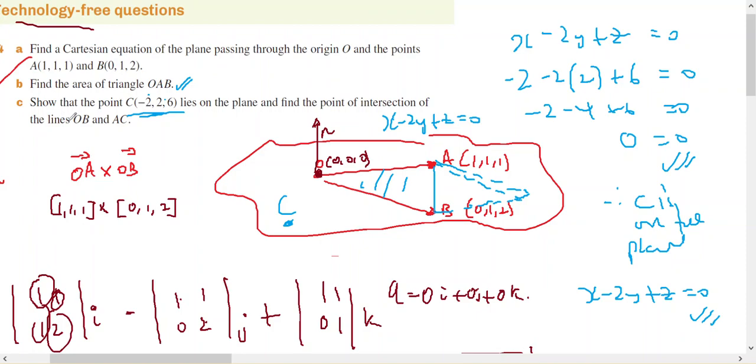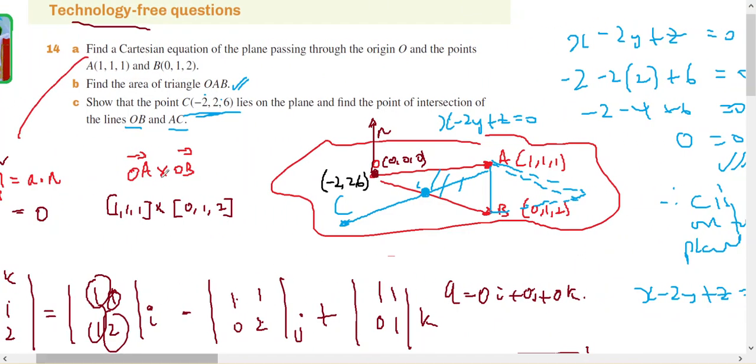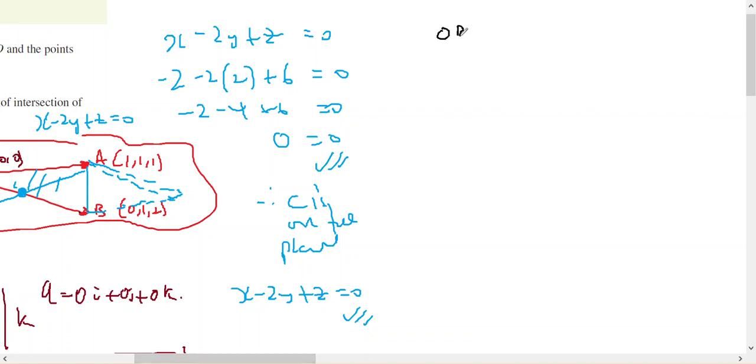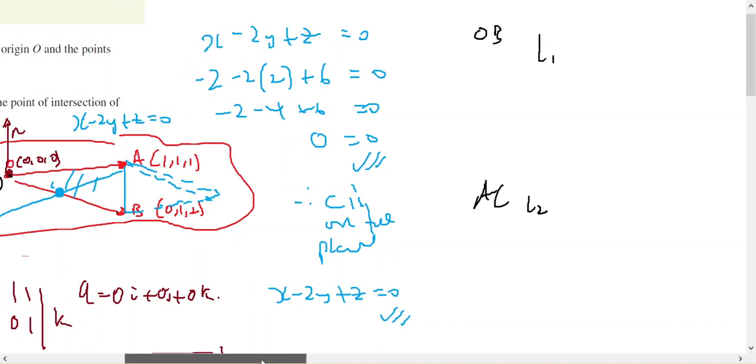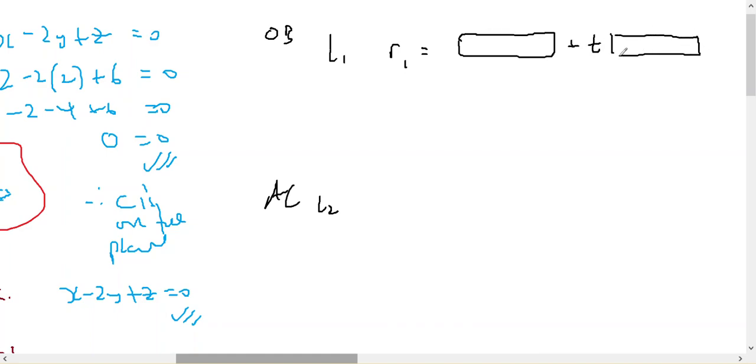And find the point of intersection of the lines OB and AC. Okay, the second part of the question is to find the intersection point of lines OB and AC. So I'm going to call OB line 1 and AC line 2. And OB being line 1, you can have a rule of R1, which will be some point on the line plus T times the direction of the line.